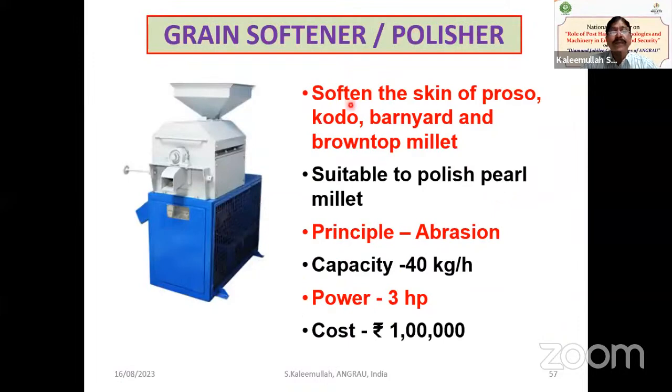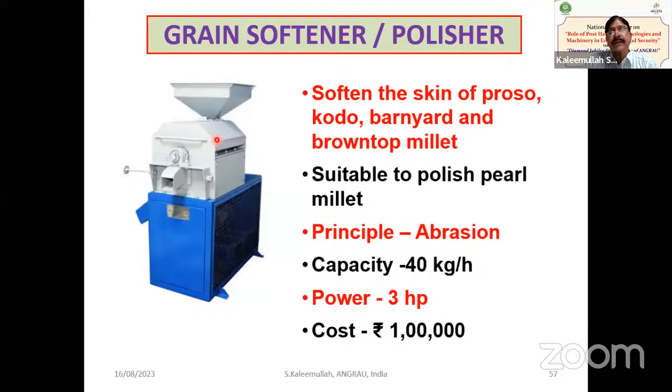And the other one is the grain softener or polisher unit. If at all you want to polish it, you can use it, because some people may prefer the bran, and some people don't want to have the bran on the rice. In such a case, we can use this machine.